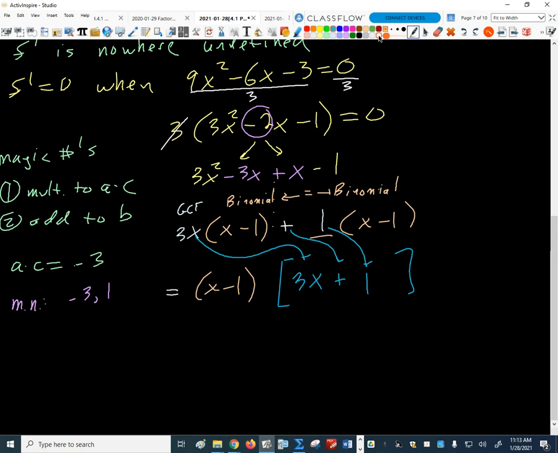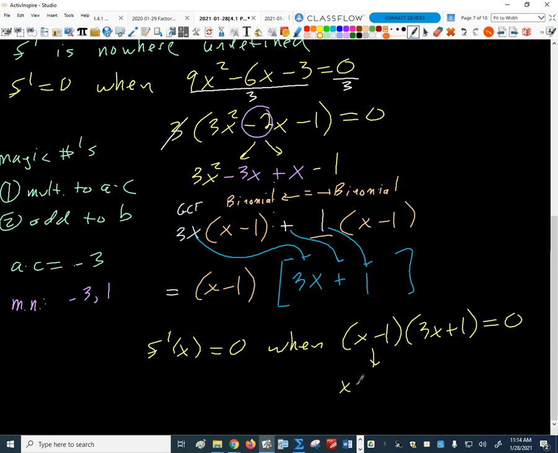So we end up with our derivative is equal to 0 when this product equals 0. So we get two results, either x equals 1 or x equals negative 1/3, right?